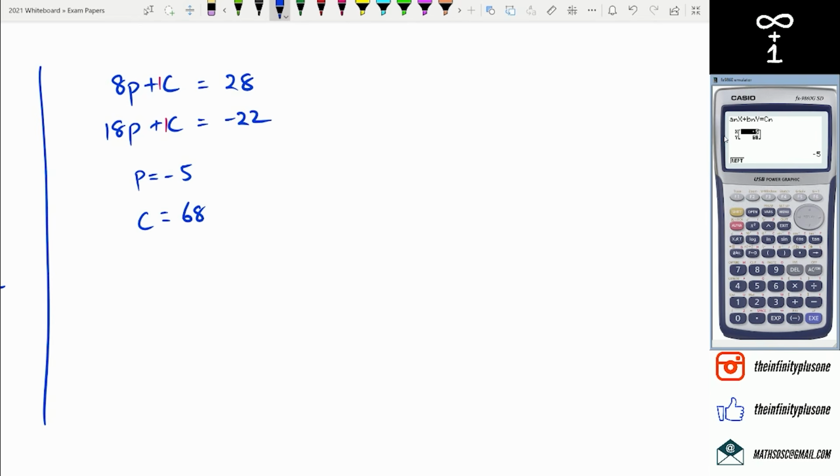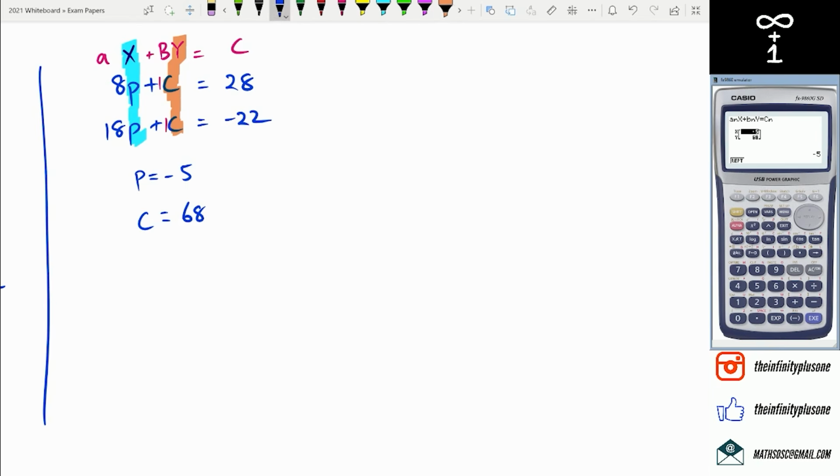Now you might be wondering, how do we know which one is p? So remember that if I go back here, see how this is ax and by. So for us, it's almost like 8p and 1c. This is how I know. So this is ax plus by equals the constant. All right, so that's how I know that the x's are all equal to p and the y is actually equal to all the c's. Hopefully that made sense, guys. So it's negative 5 and 68.